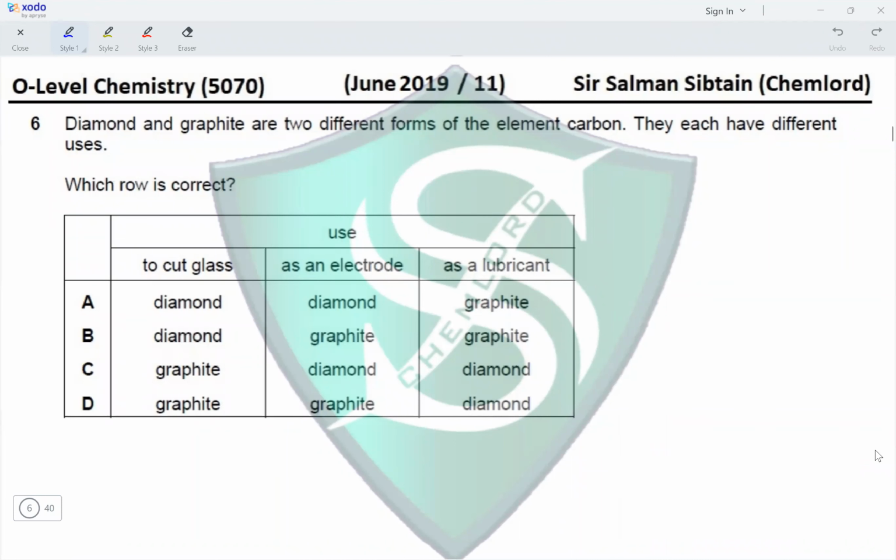Question 6. Diamond and graphite are two different forms of the element carbon. They each have different uses. Which row is correct? Is used to cut glass, that would be diamond.